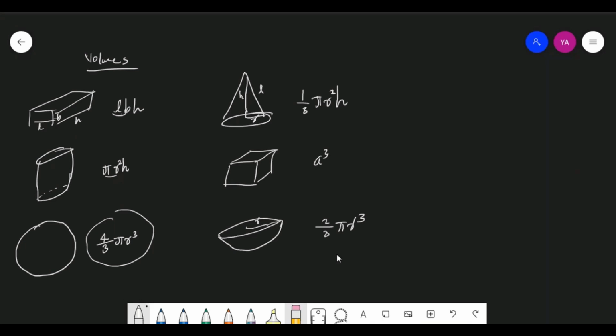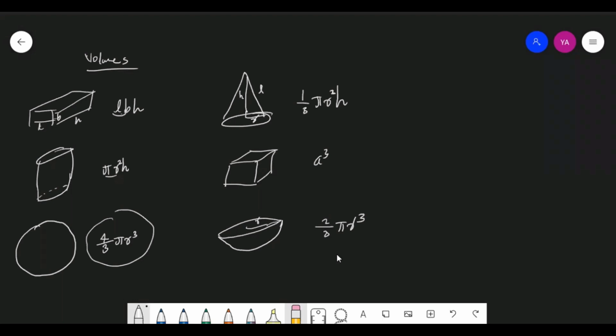Sometimes two shapes are connected, and the volumes we want to add. Nothing to remove. If two are connected, we add. And if something is cut out from another, we subtract directly. So the question is direct, but anyhow, some different types of questions are possible.